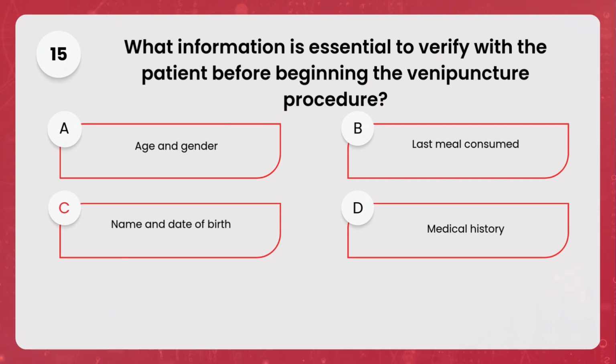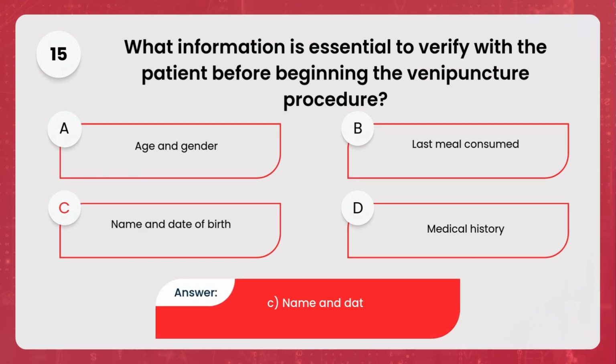Number 15. What information is essential to verify with the patient before beginning the venipuncture procedure? A. Age and gender, B. Last meal consumed, C. Name and date of birth, or D. Medical history? The answer is C. Name and date of birth.